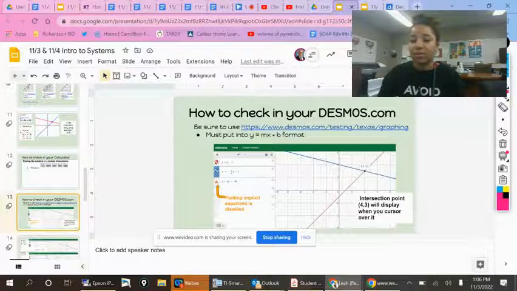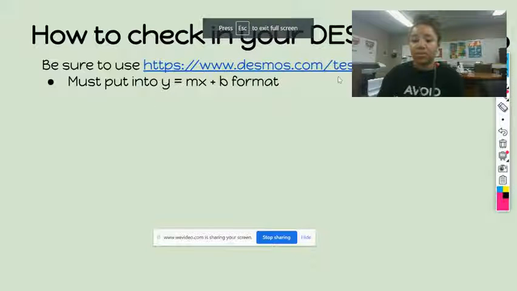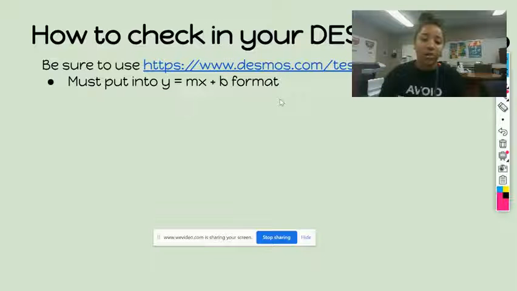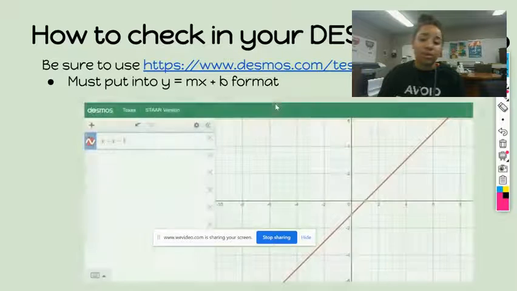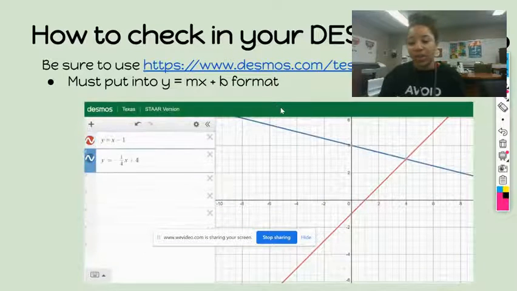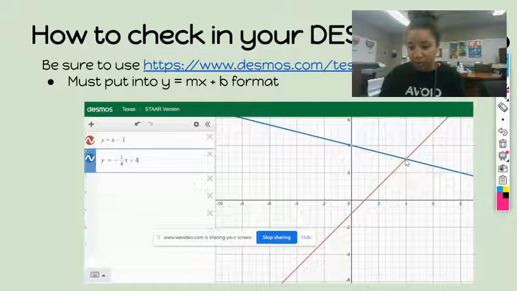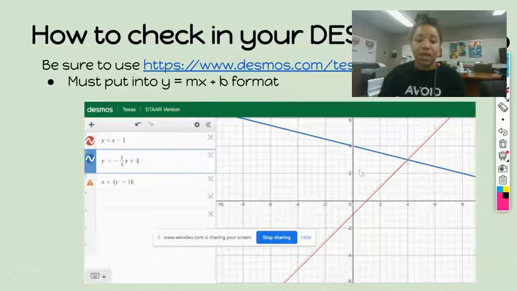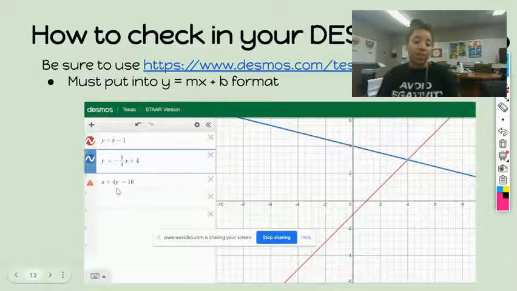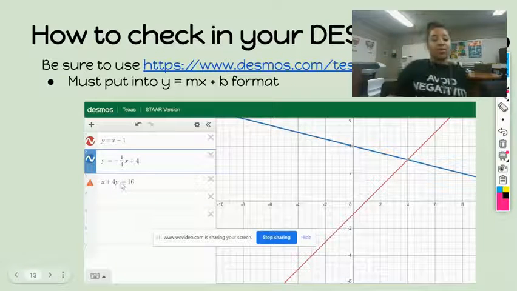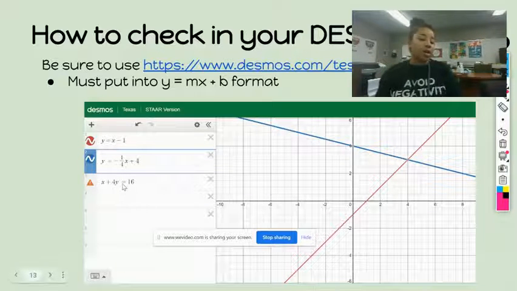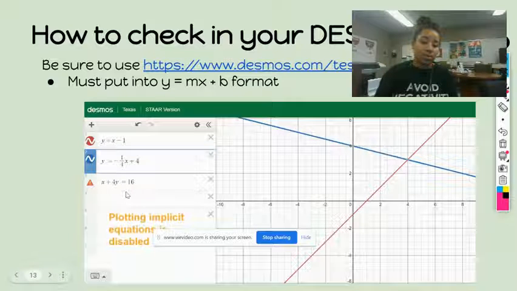So we're here. So it says use test mode. I'll post the link in Google Classroom. You must put these in y equals mx plus b format. And that's how it looks. And you see it gives us the point of intersection right there, 4 and 3. You cannot put this in x plus 4y equals 16. It will not solve it for you. It'll tell you it's an error. You have to put in a y equals.